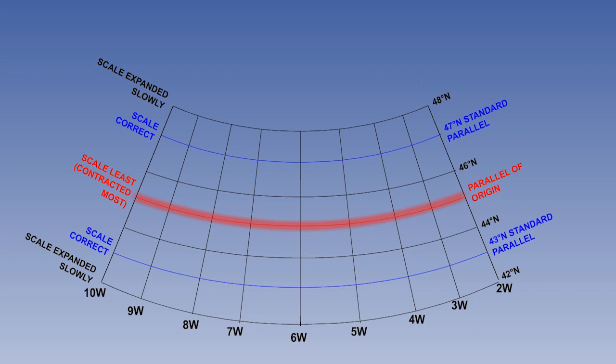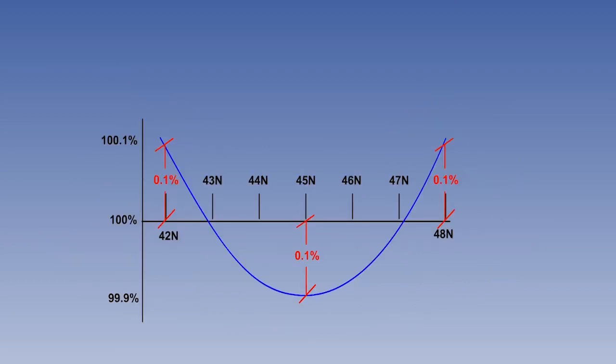This has evened out the scale error across the whole of the chart, and made it more of a constant scale chart. If we divide the change of latitude over our Lambert's chart into sixths, like this, this will even out the scale distortion over the whole chart. The scale contraction here, on the parallel of origin, will be the same percentage as the scale expansion here, at the top and bottom of the chart.